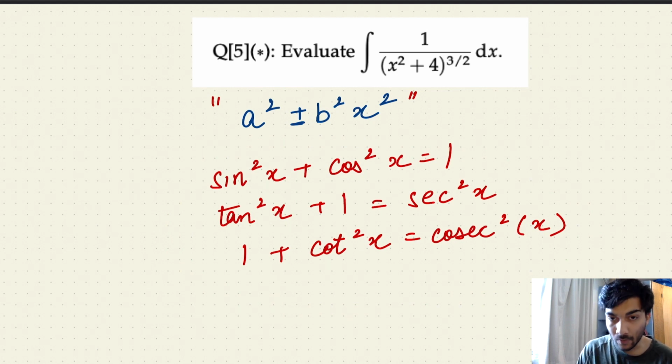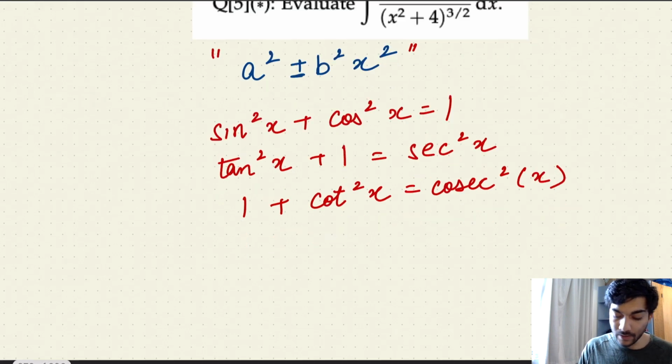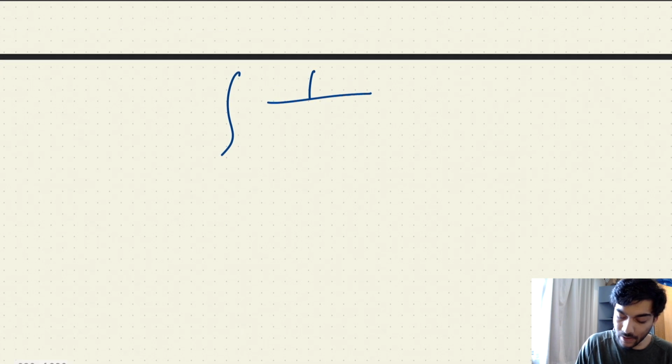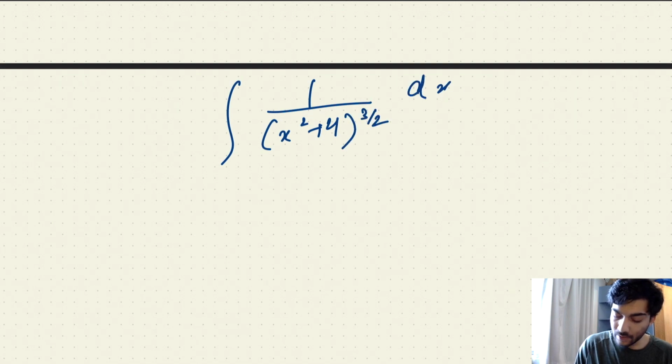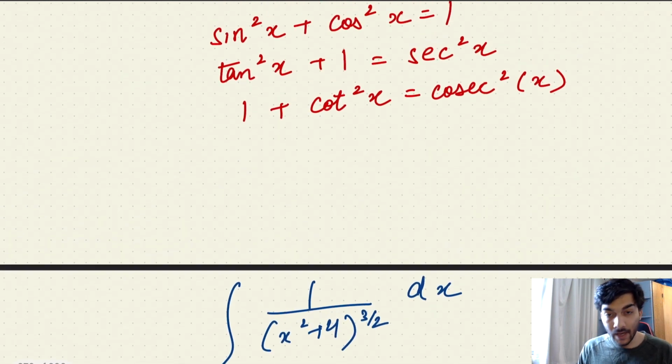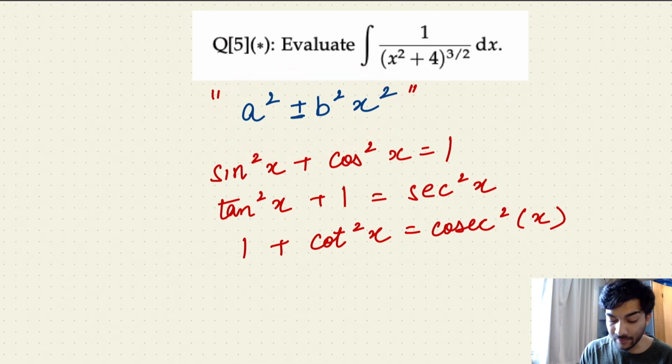Don't worry if that seems complicated. We'll do this example and then it will give you a very detailed idea about how we solve these types of questions whenever we have integrals of this expression. So let's write the integral first. Our integral is basically to calculate 1 upon x square plus 4 to the power 3 by 2 dx in this case, right?